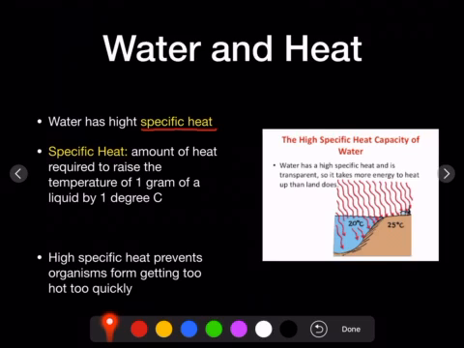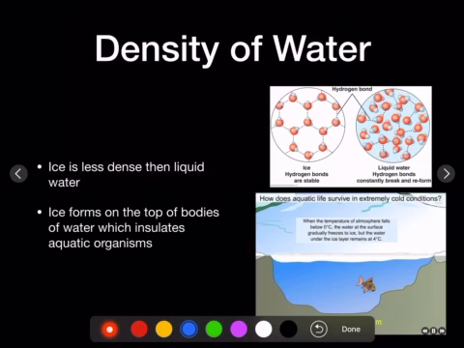Why this is important in organisms is that high specific heat prevents them from getting too hot too quickly. Humans are made of roughly 75% water. Because we have all this water, it takes us a long time to heat up, so we don't overheat ourselves because of the large amount of water we have in there.